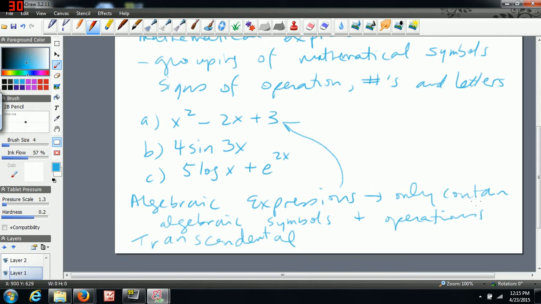So algebraic expressions only contain algebraic symbols and operations, so addition, subtraction, multiplication, division, and roots and powers. So like example A, and all other expressions are called transcendental. Okay, so let's continue now.